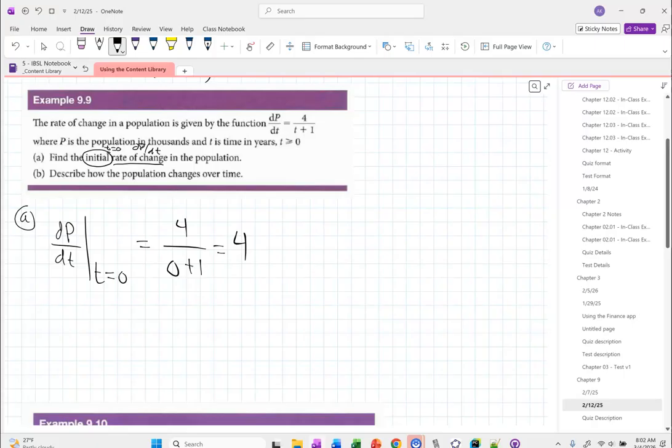Okay, so we get 4 as our output. Is that the answer? The IB loves to do this. Read the whole question. P is the population in thousands, and t is time in years. So what should my actual answer be? 4,000 units per year, right?